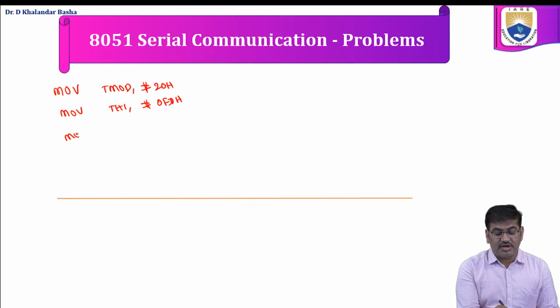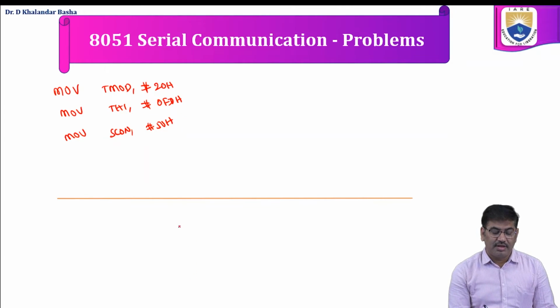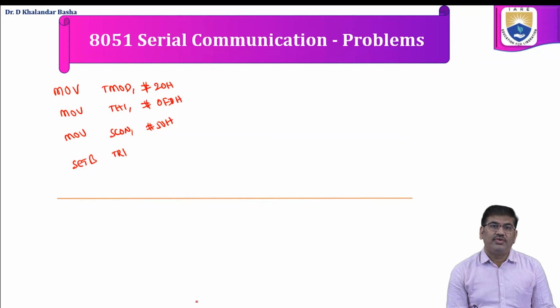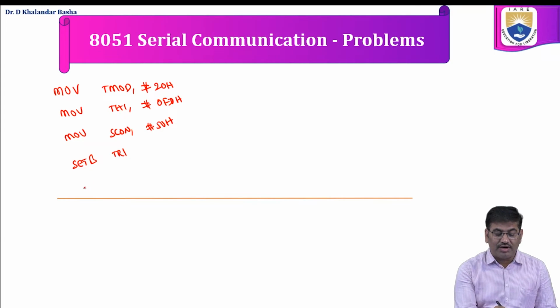Next, move SCON comma #50 for configuring the timer. Then start the timer, that is SETB TR1. Once the timer is started, the data which we want to load, we are going to be moving to SBUF. MOV SBUF comma, the first character which you want to transmit is I.